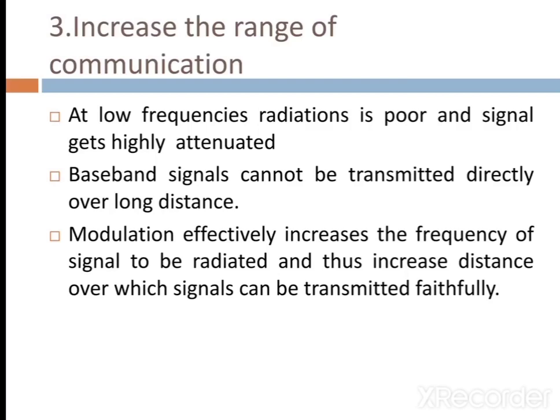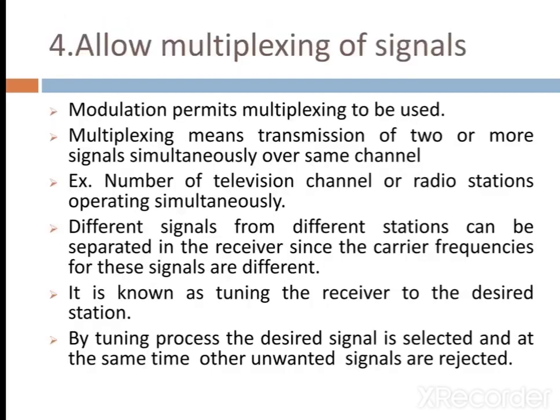Next, increase the range of communication. Okay. At low frequency, radiation is poor and the signal gets highly attenuated. That means our baseband signal is a low frequency signal. Then the baseband signal cannot be transmitted directly over a long distance because it is a low frequency signal. Modulation effectively increases the frequency of the signal to be radiated and thus increases the distance over which the signal can be transmitted faithfully.